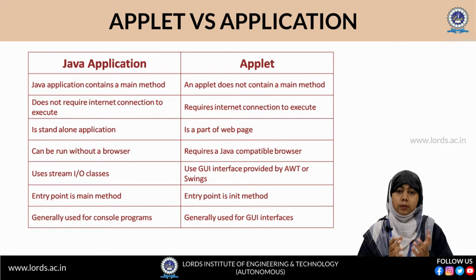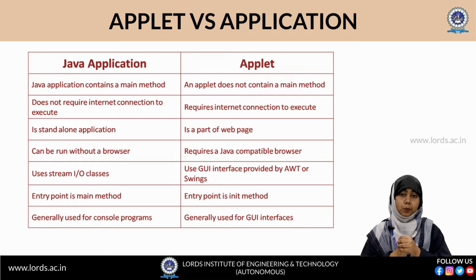Now coming to the next point, it uses the input output classes. Our standalone application uses many packages, but one of the most frequently used is the input output package, in order to take input from the user, process it, and then return it in the form of output. Whereas an applet, in order to produce graphical user interface content, uses the AWT package. And as we already discussed, the entry point here is the main method, and the entry point in the applet is the init method.